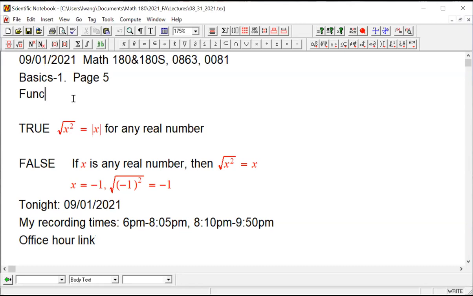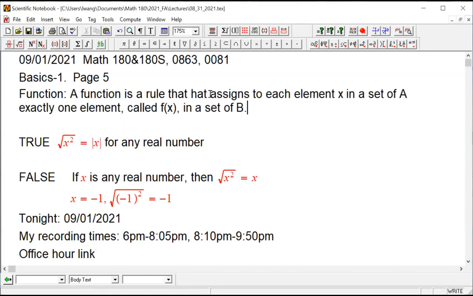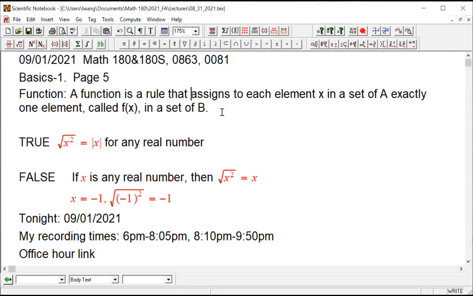So next, we're going to introduce the definition of function again. Do we know the definition of function? A function is a rule that assigns to each element x in a set A exactly one element called f of x in a set B.